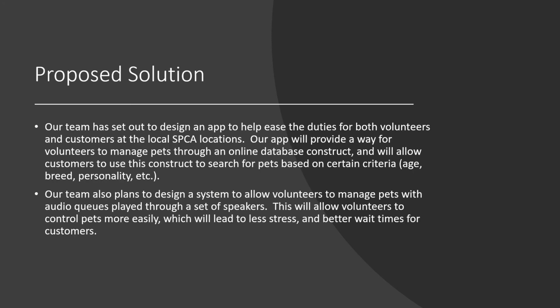So keeping these in mind, our team has decided on the direction we want to go with our app. We will set out to design an app to address both the needs of the volunteers and the customers, and it will provide a way for volunteers to manage pets through an online database construct, while still allowing customers to use this construct to search for pets based on certain criteria. Our team also plans to design a system to allow volunteers to manage pets with audio cues played through a set of speakers. This will allow the volunteers to control pets more easily, which will lead to less stress and better wait times for customers.